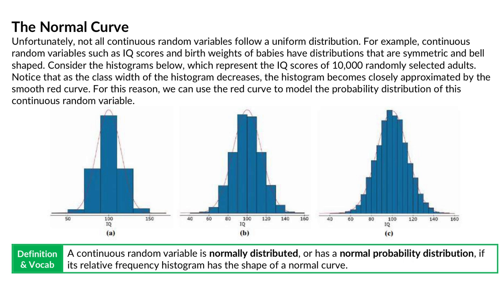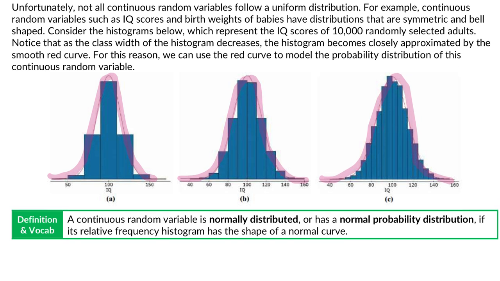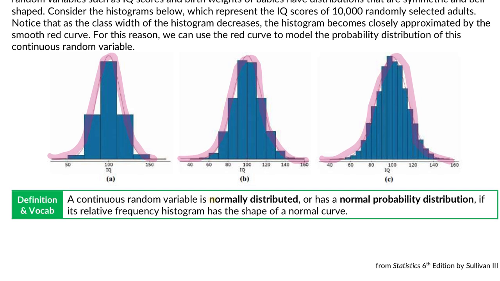Again, if you wanted to color in these, they're technically pink or red or something, but if you wanted to color them in, just to show that we have these bell-shaped curves that we're eventually going to work with. A continuous random variable is what's called normally distributed, or has a normal probability distribution, if its relative frequency histogram has the shape of a normal curve. So these are normally distributed because they look like a bell curve.